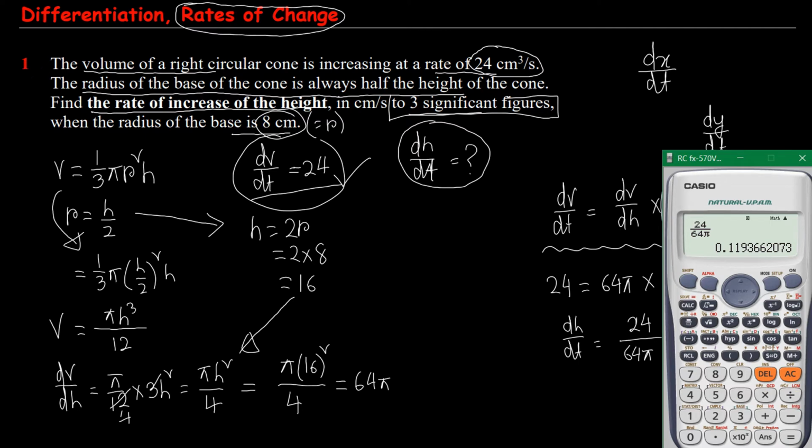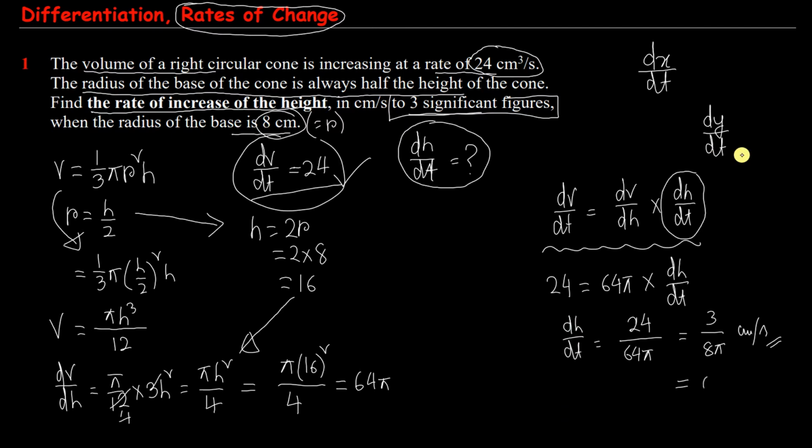This is three significant figures, definitely 0.119. 0.119 is our answer. 0.119 centimeter per second. Hope it is clear the way we did.